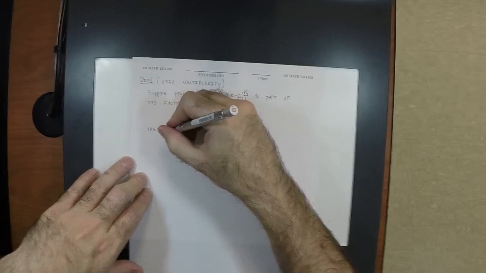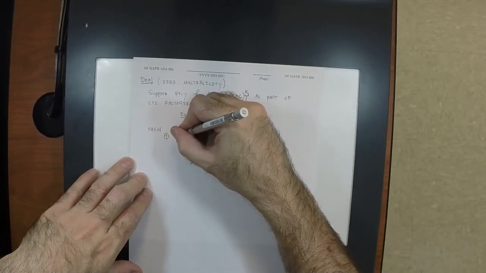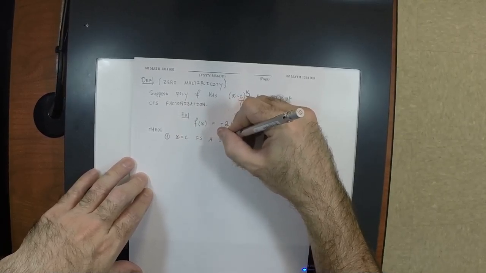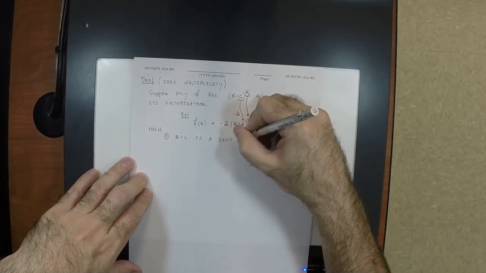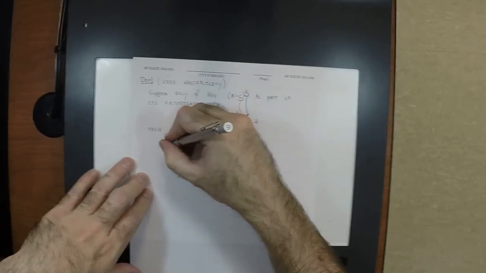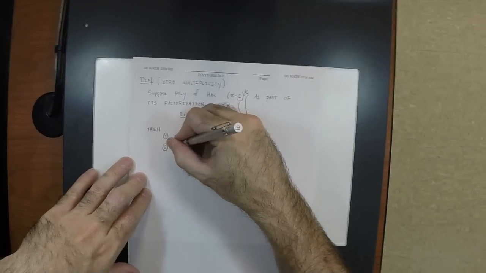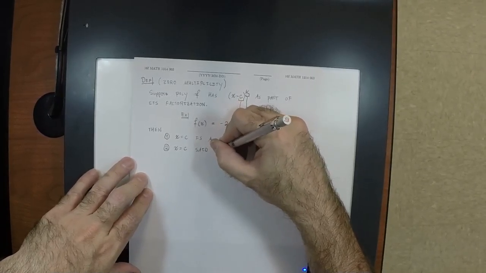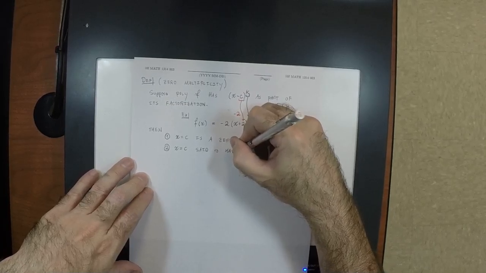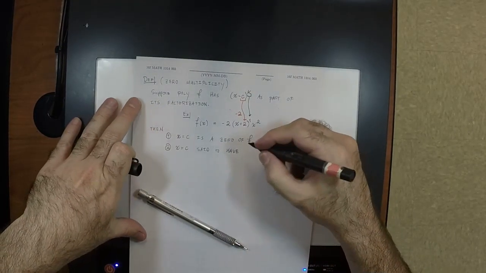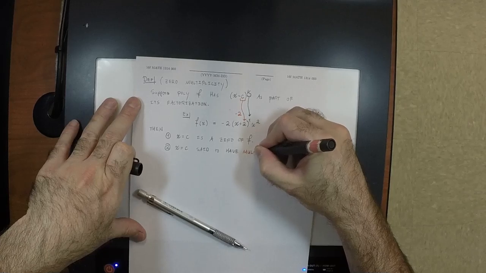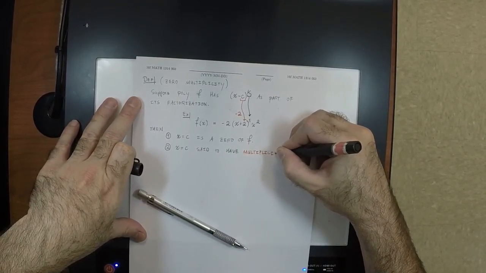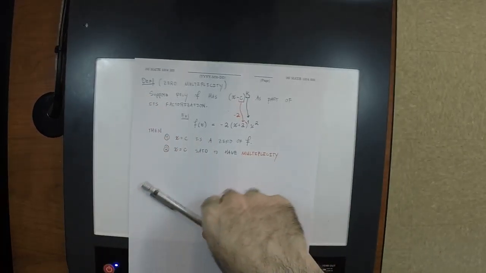Then, two things. One, x equal to c is a zero of f. And two, x equal to c is said to have multiplicity k.